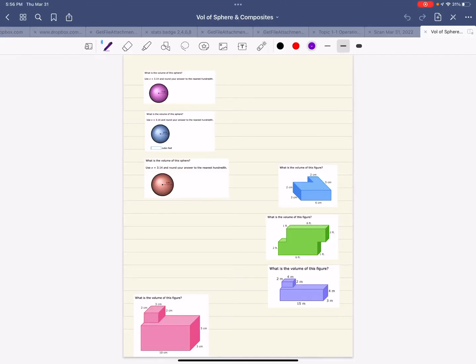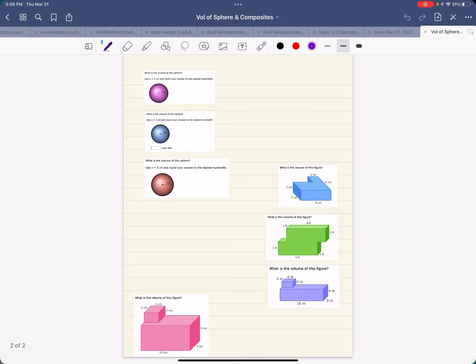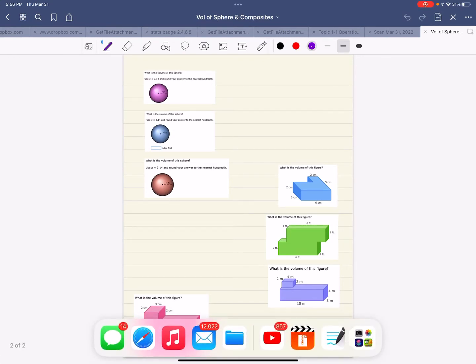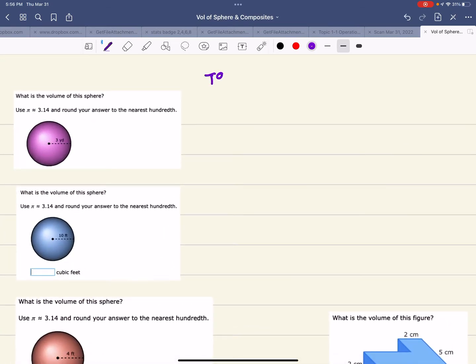Hey guys, we're gonna do the next section here. It's volume of spheres and composites. We see here some pictures I copied off of IXL. You don't have to copy pictures off. You don't have to do the IXL T7 and T8, but you can watch me do them. If you get them all right, you're good to go. If you don't, then you do have to practice these.